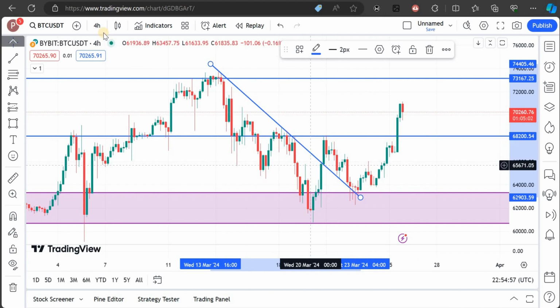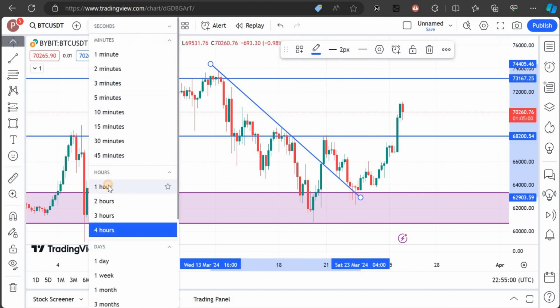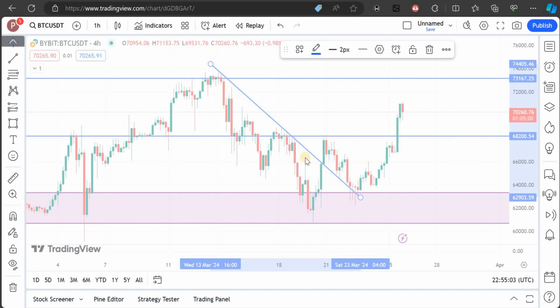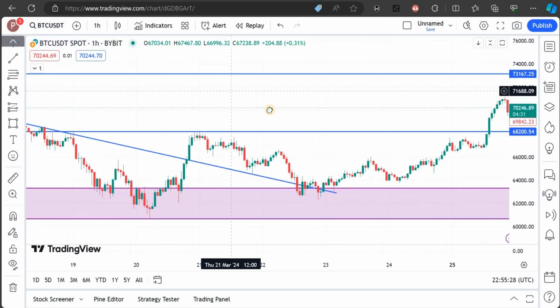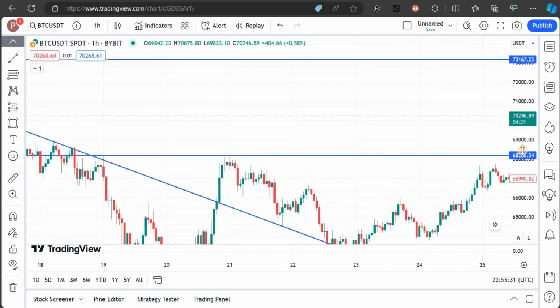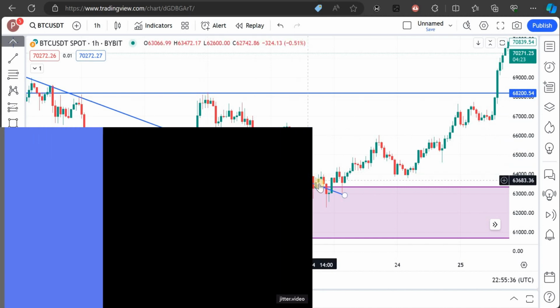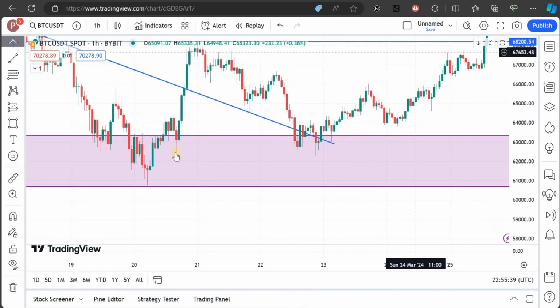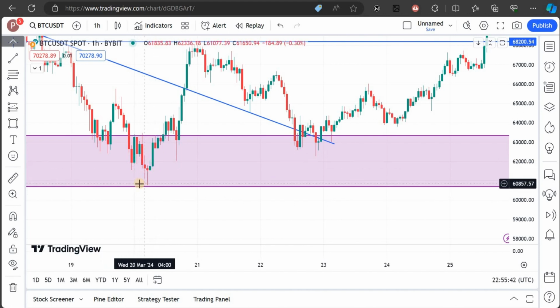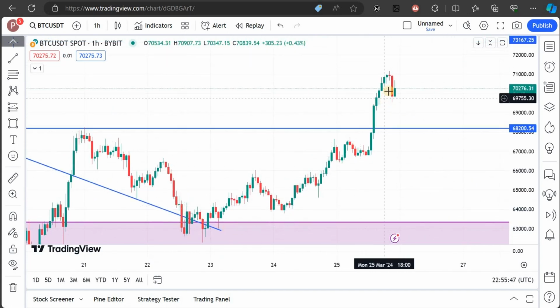So now having drawn this, you go to your 1 hour chart like this. So you come to your 1 hour and you just wait for the market to break from your trend line and return to the trend line. Then you can take your long position, put your stop loss below the previous low, which is below this line you drew, right? And you can see how it plays out.